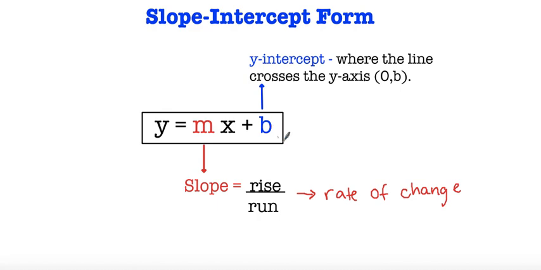And in our equation, b, our variable b, represents our y-intercept, which is where the line crosses the y-axis, at 0, b, which is the value that our line crosses the y-axis. So we previously know our y-intercept as our initial value.